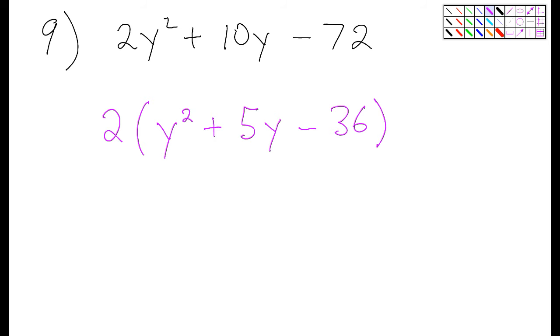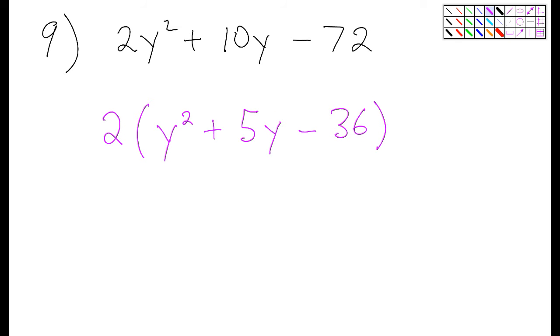Well, some of you might jump right to the answer. It's okay if you can't see it right away. Let's list the factors, the integer factors of 36. 1 and 36, 2 and 18, 3 and 12, there's a lot of them, 4 and 9, 6 and 6. There we go.